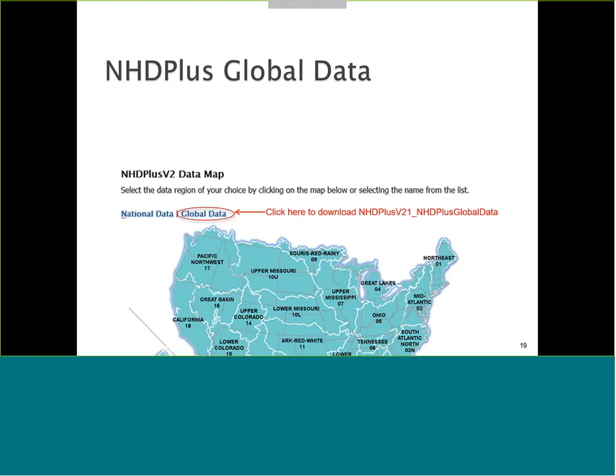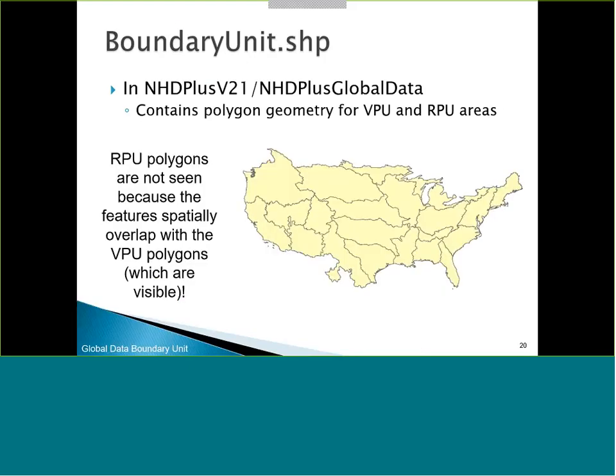To help explore the spatial distribution of the processing units, NHDPlus distributes a shapefile named the boundary unit, and you click on this global data set, and you can get to the boundary data set. Okay, the boundary unit shapefile contains polygon geometry for the VPUs and RPUs, and you can explore this and how it works. The RPU boundaries, when you bring it up, however, are not seen because these features spatially overlay, and they show, I guess, on top of the VPU boundaries, so you can't see the RPU boundaries unless you select them.